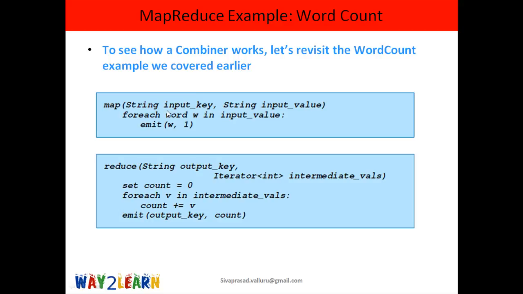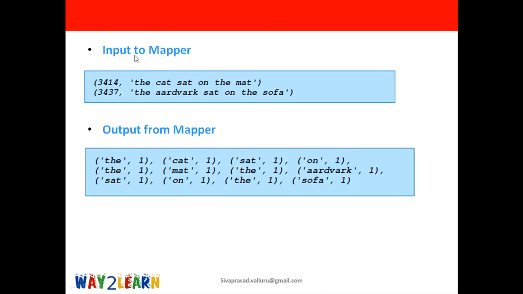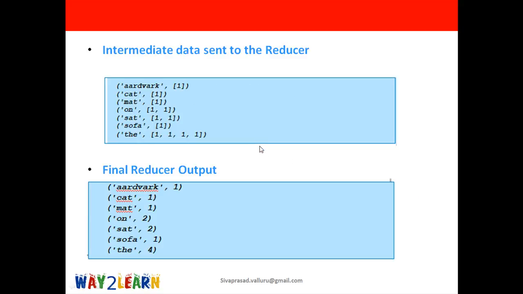So if you take an example of word count, this will be the mapper. For each word, the mapper will emit the word comma 1, and the reducer will create a sum of all the values. This is the pseudo code for the word count program. So taking an example, this is the input to the mapper, and the output from the mapper is the 1, cat 1, sat 1, like this. And the intermediate data sent to the reducer will be like this, and the final reducer output will be like this.